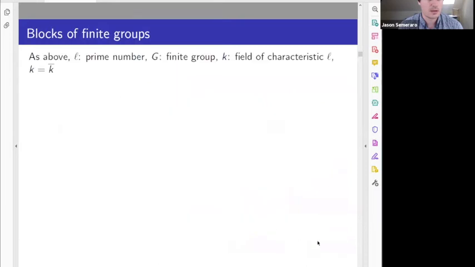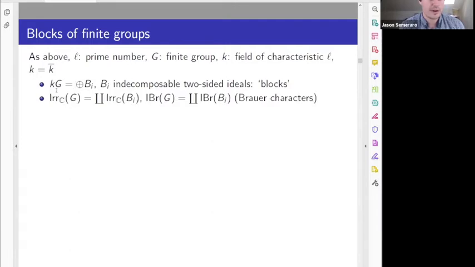Good. Okay. So now I want to talk about blocks, because I'm coming at fusion systems from the direction of representation theory in this talk. So as above, ℓ is a prime number and G is a finite group, and K is a field of characteristic ℓ, which I'll assume to be algebraically closed. And as Rada said yesterday, the group algebra KG has a direct sum decomposition into indecomposable two-sided ideals, which we call blocks. Then the irreducible characters of G are partitioned according to this decomposition into irreducible characters which lie in the respective blocks. And the same goes for the irreducible Brauer characters as well.